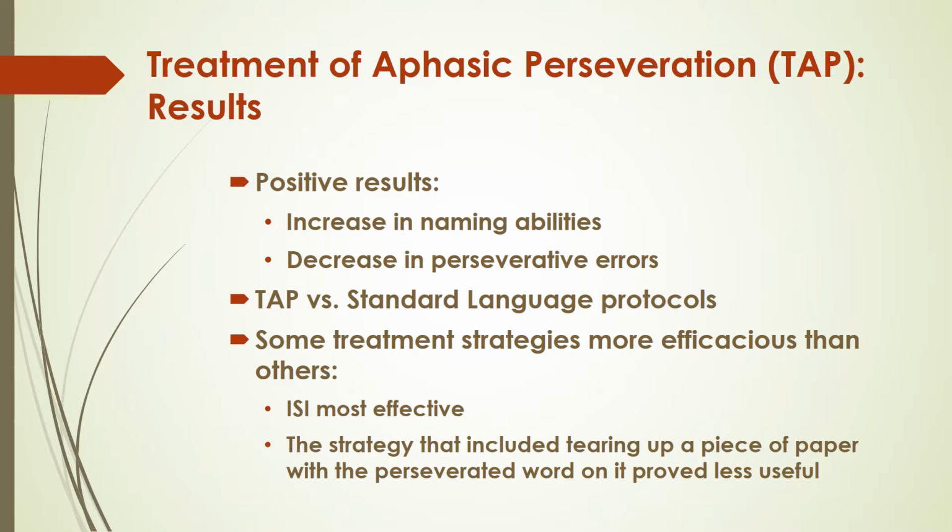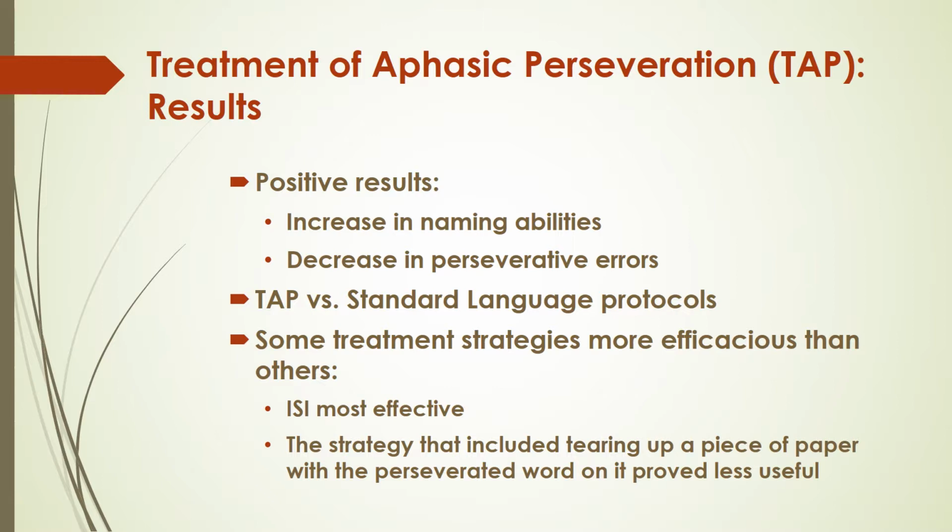So the results were pretty positive. All 3 participants showed an increase in naming and a decrease in perseverative errors. The decrease of perseverative errors was 33 to 85% between the 3 participants. And the TAP therapy actually worked better than the standard language therapy. Some of the TAP protocols were less efficacious than others.